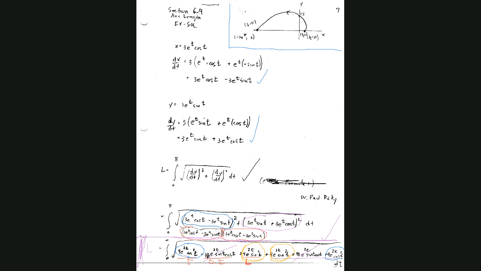Okay, and so when you do that, you're going to get then that the length equals this: the integral from 0 to pi of the square root of 18e^(2t) cos² t plus 18e^(2t) sin² t.